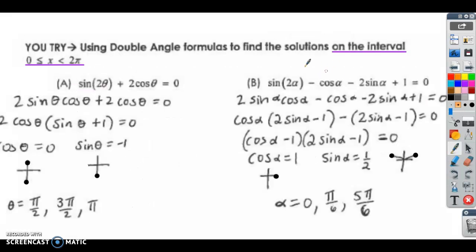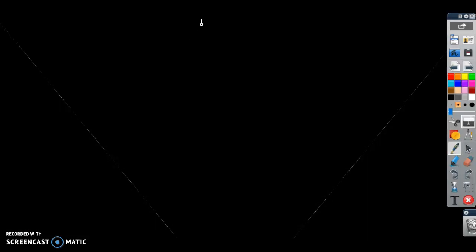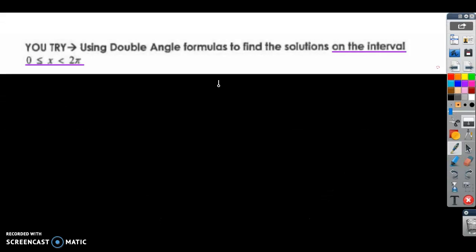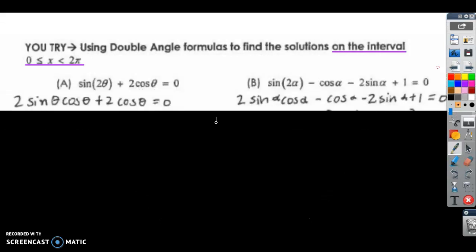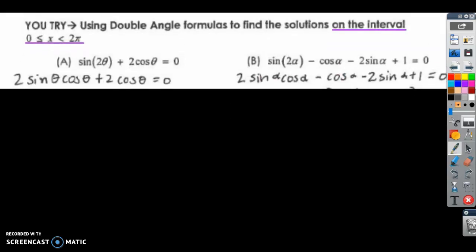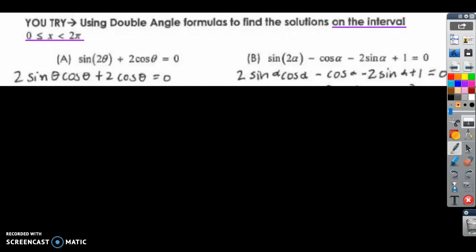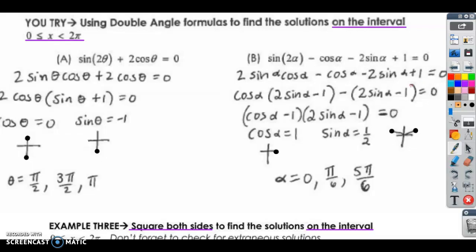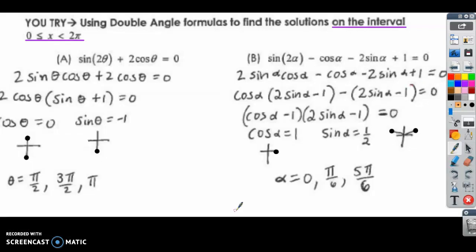All right, let's move on. So we are now going to the next page where I've got some other, yet again, you-try problems. These are using the same double angle formula, so go ahead and plug those in. Press pause, see if you can finish these problems out. I'll go ahead and show you the answers. You can see how you did. Since it's on an interval, make sure you list out all of the answers up to 2 pi and then stop.